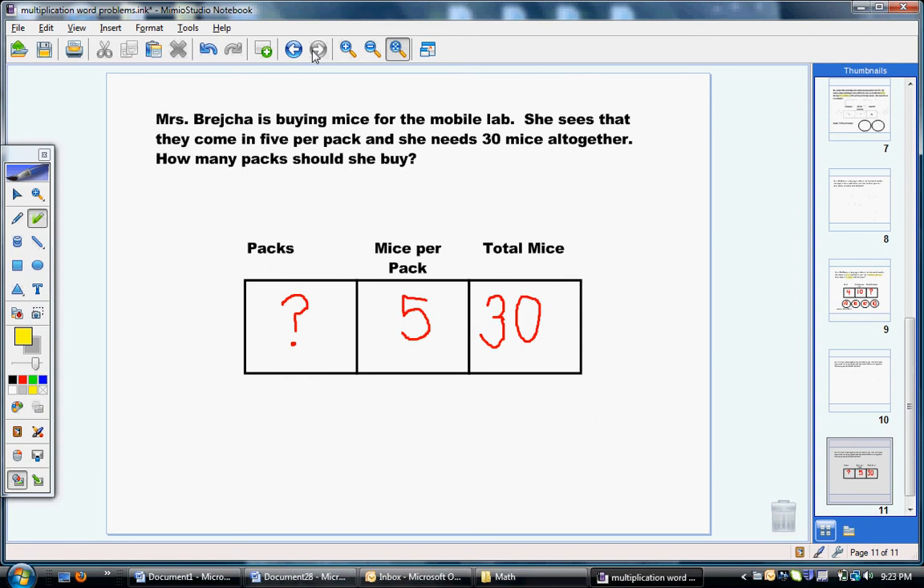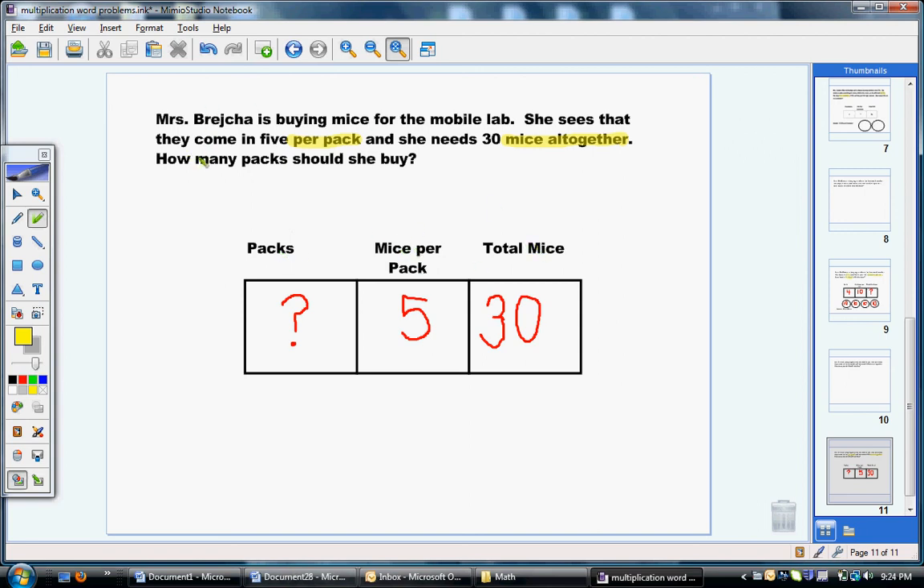Now that you're ready to check your work, we can see that Mrs. Bricka is buying mice for the computer lab. She sees that they come in 5 per pack and she needs 30 mice altogether. How many packs should she buy? I can see that I have some keywords in the problem itself. It says that there are 5 per pack and that she needs 30 mice altogether. That means I'm dealing with the number of packs, that's my group, how many mice come per pack, and then the total number of mice.